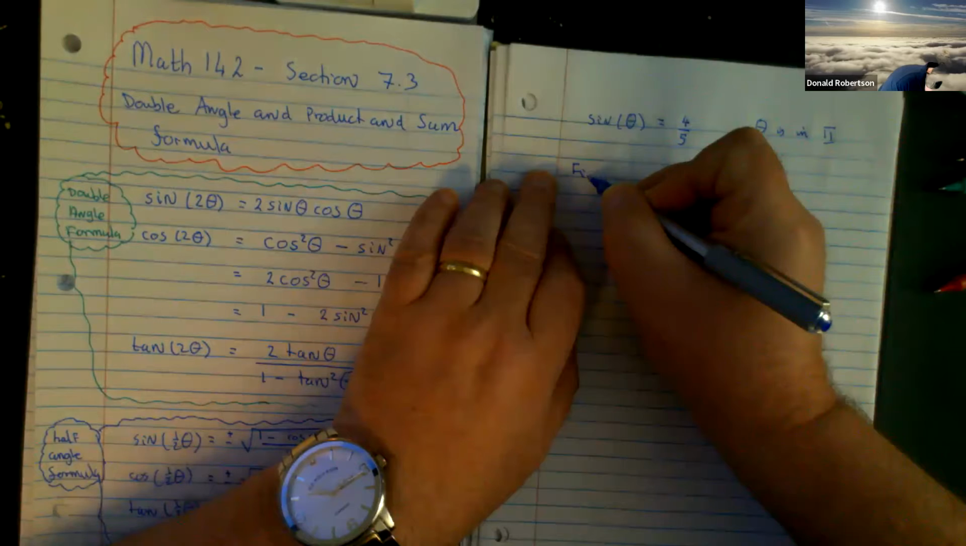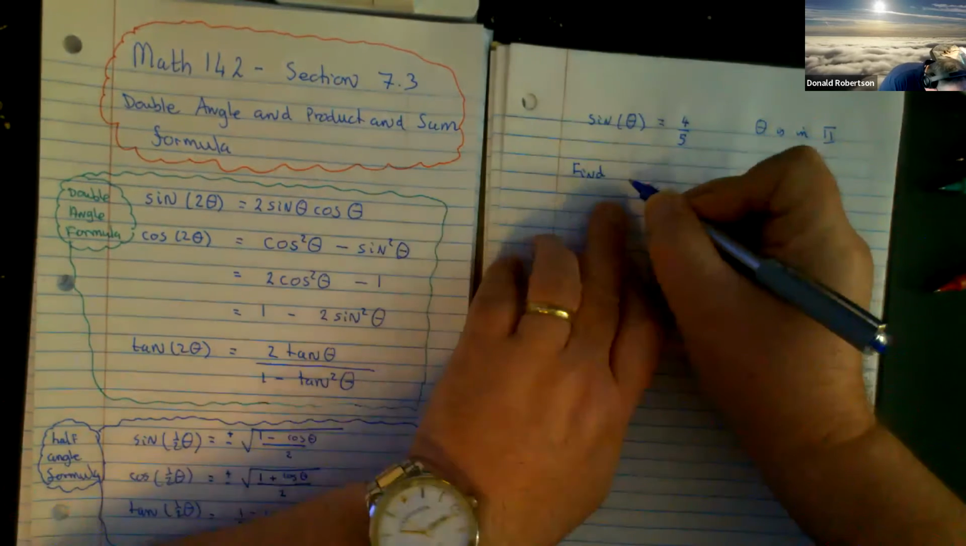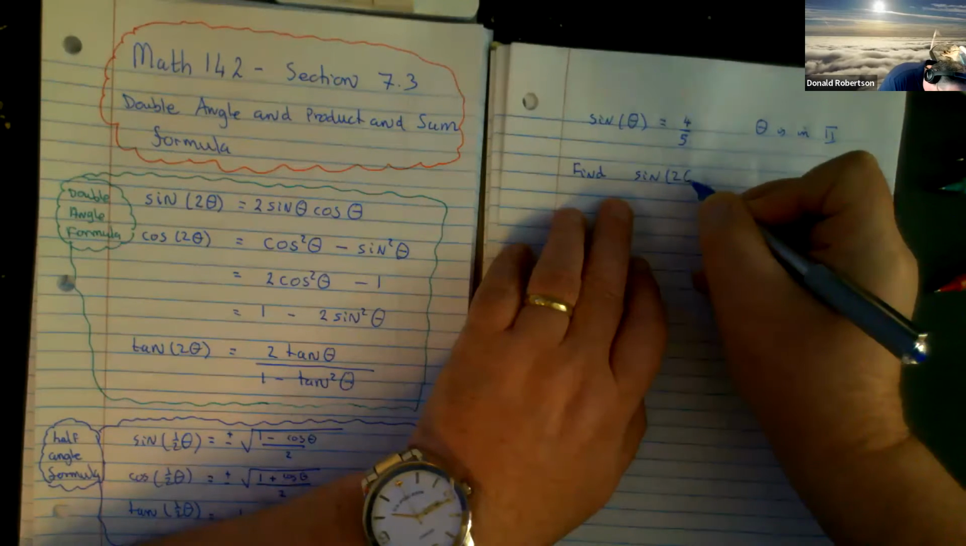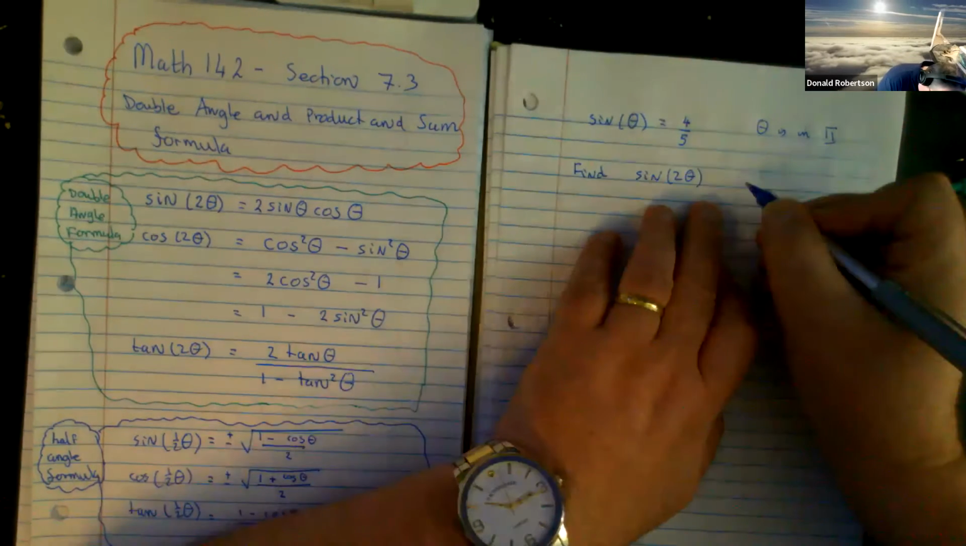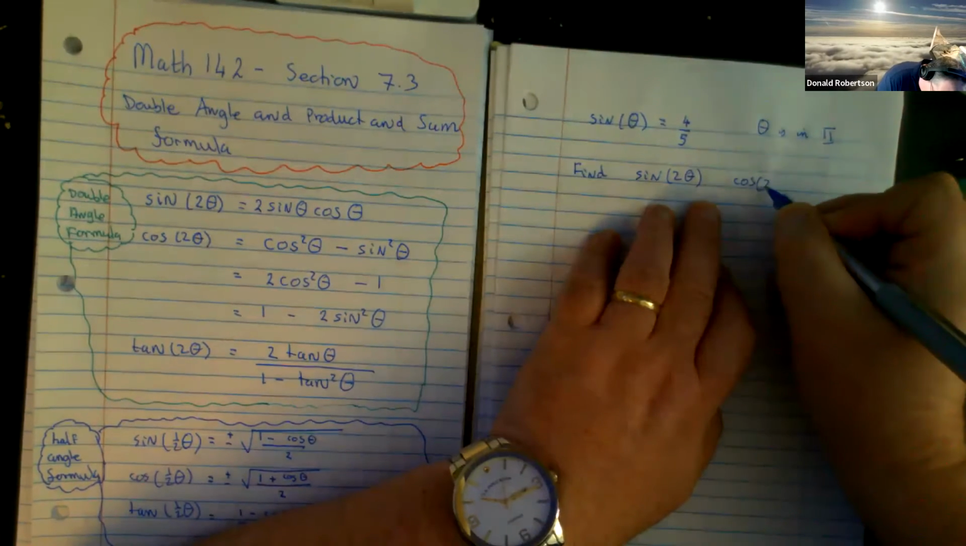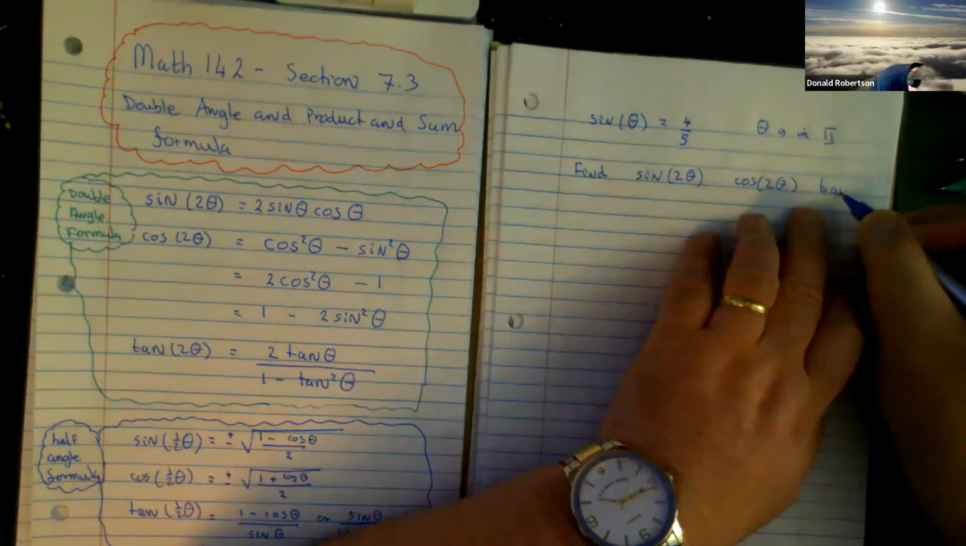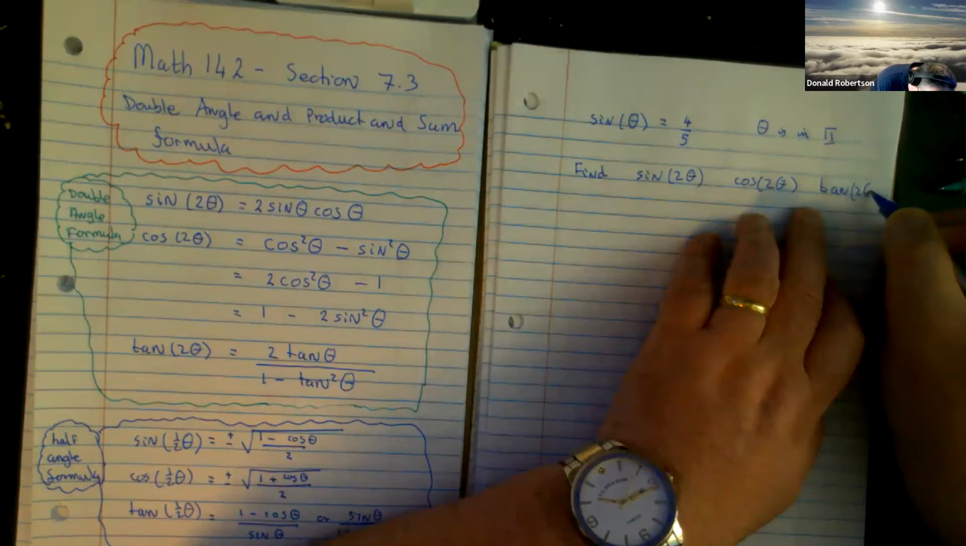And we are going to be asked to find all 3 double angles. So we're going to find the exact value for the sine of 2 theta, the exact value for the cosine of 2 theta, and the exact value for the tan of 2 theta.